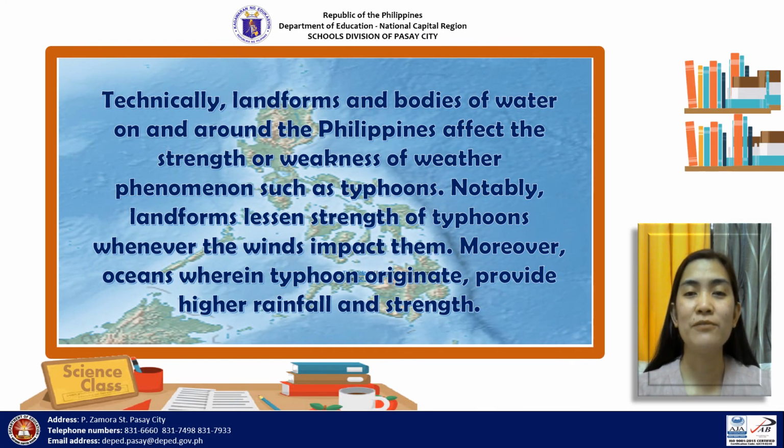Technically, landforms and bodies of water on and around the Philippines affect the strength and weakness of weather phenomena such as typhoons. Notably, landforms lessen the strength of a typhoon whenever the winds impact them. Moreover, oceans where typhoons originate provide higher rainfall and strength.